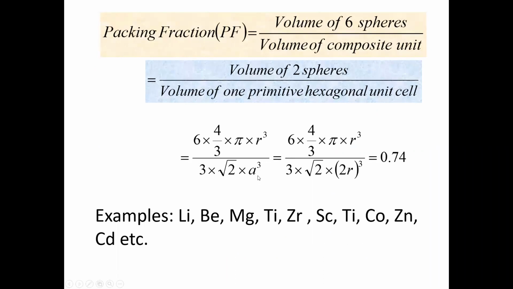And in place of a, the hexagonal base edge length is equal to 2r, into whole cube. r cube cancels, and the same thing comes, because both belong to the close packed category. So how will the packing fraction be different? They have to be the same, but the geometry is different.